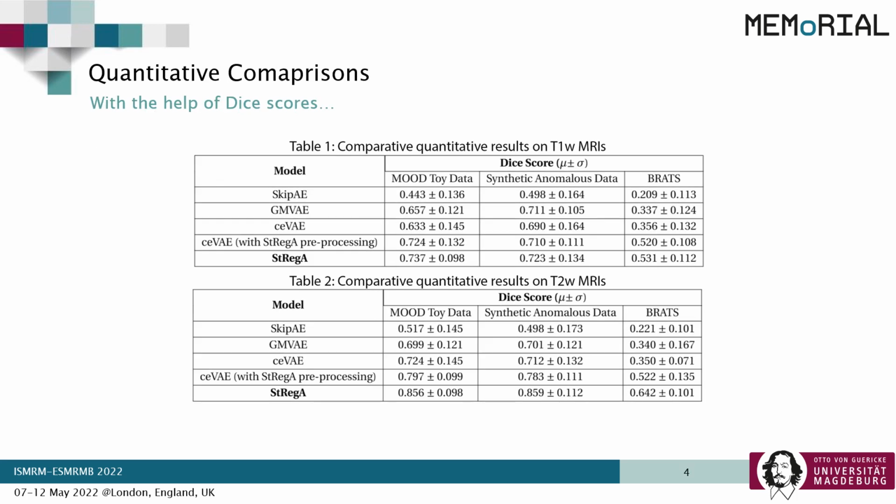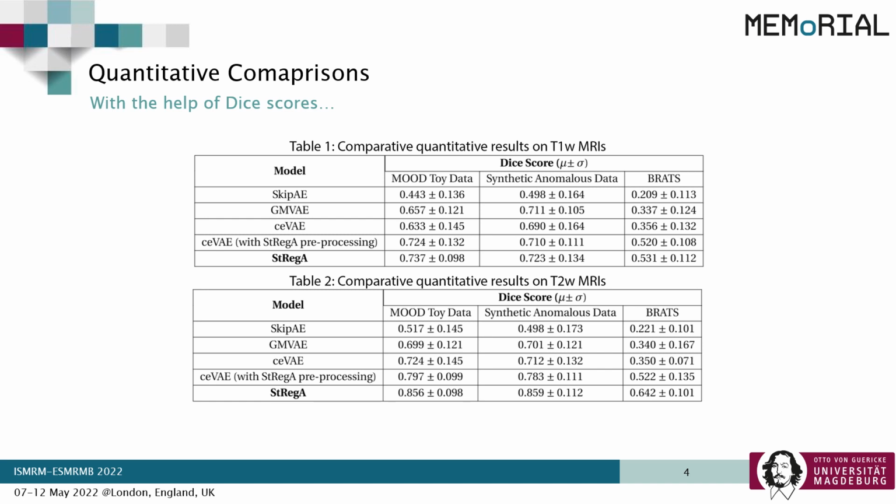The performance of the method was compared using the DICE score on those three test datasets against three baseline models: SkipAE, GMVAE, and ceVAE. Additionally, a baseline was created by combining the StRegA pre-processing steps with the ceVAE model. Two sets of training were performed by combining the mood dataset with T1 and T2 weighted ICSI datasets. They were then tested on BraTS T1 and T2 weighted datasets respectively. It can be seen that in both cases, the proposed StRegA pipeline outperformed all the baselines.